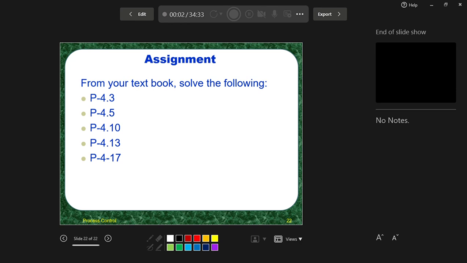As a second assignment, you need to solve problems 3, 5, 10, 13, and 17 from Chapter 4 in your textbook. Submission will be 1 week after the announcement of the lecture and through Moodle.